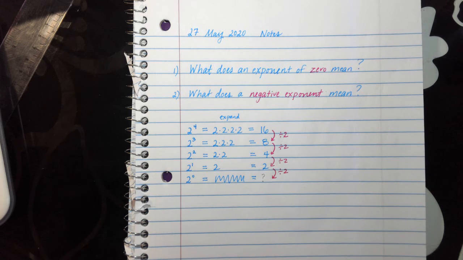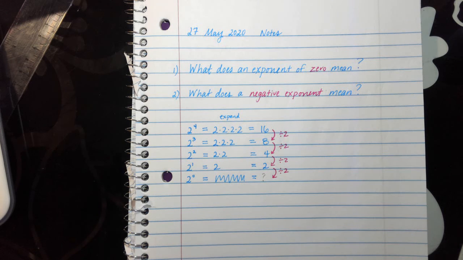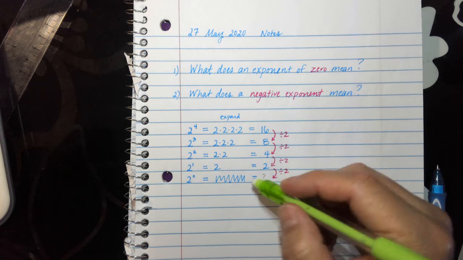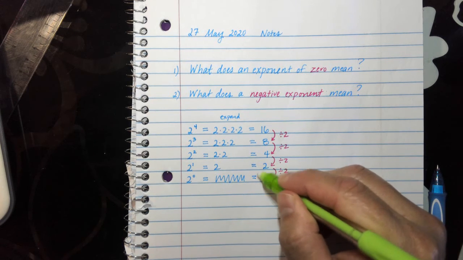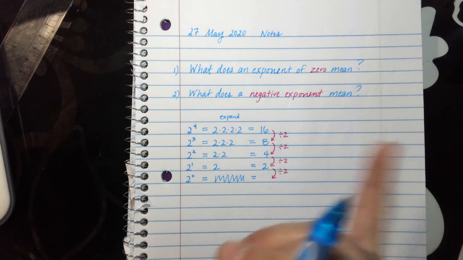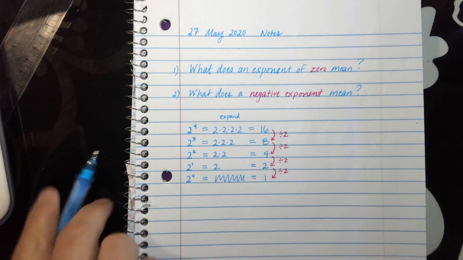And it's not what you think. Most students think the answer is 0. But that doesn't make sense based on the pattern. So the pattern tells us that the answer must be 1. 2 divided by 2 is 1, not 0.